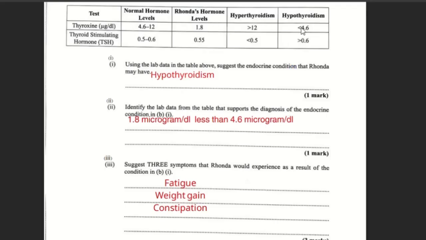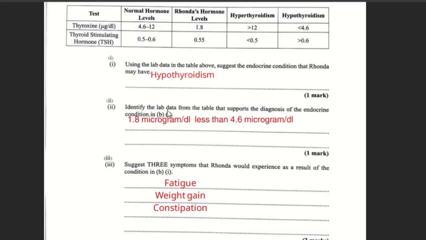So basically, this is saying that if the value for the patient is less than 4.6, and she has 1.8, it means that they have hypothyroidism. If her value was greater than 12, then she would have hyperthyroidism, right? But because her value is less than that, the answer is going to be hypothyroidism, right? So anyways, that's the answer.